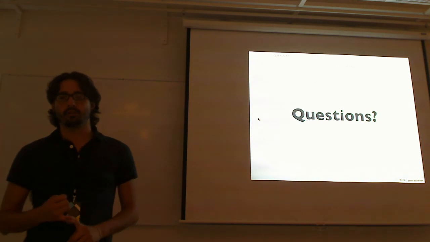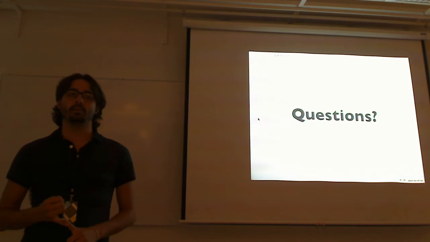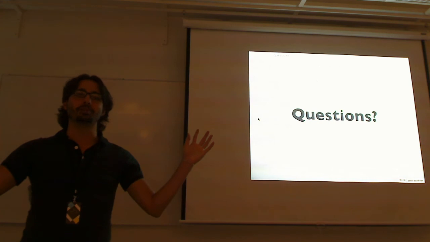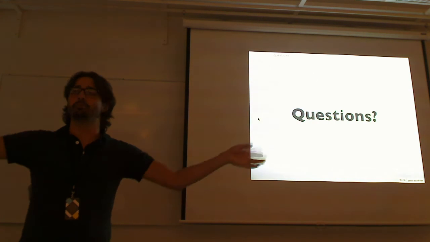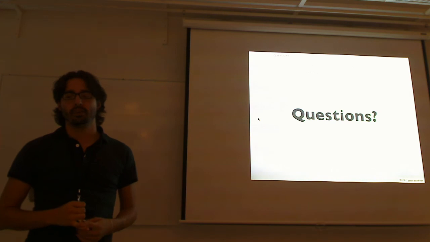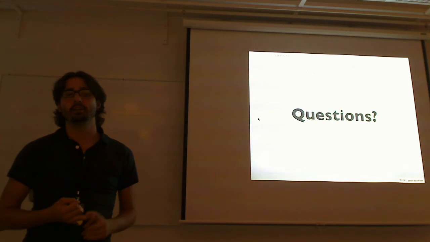So Eucalyptus had a few problems. One, it was written very academically. It uses things like WS-star, you know, who actually uses that in the real world? Maybe some big company somewhere, but it's a pain in the ass if you're actually a developer. It was all in Java, which all of us hated, so none of us actually wanted to work on it.